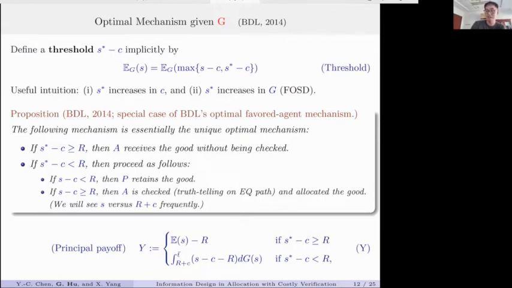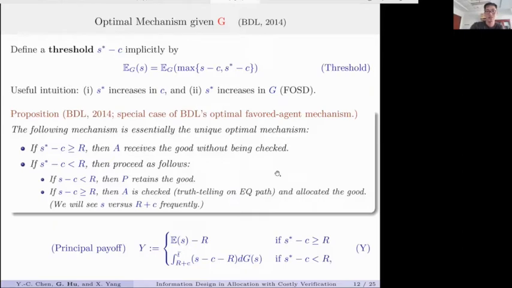If the threshold is not so high, it means that the agent may be checked, and the allocation depends on the reported signal and the checking outcome. In each realization where S is large enough, the principal gets a payoff of S minus C minus R, as we have seen earlier. And for every signal that's larger than R plus C, the payoff has the same form, so we have the integral here. We will see the term R plus C frequently later. It's from here: we compare the signal realization and R plus C.